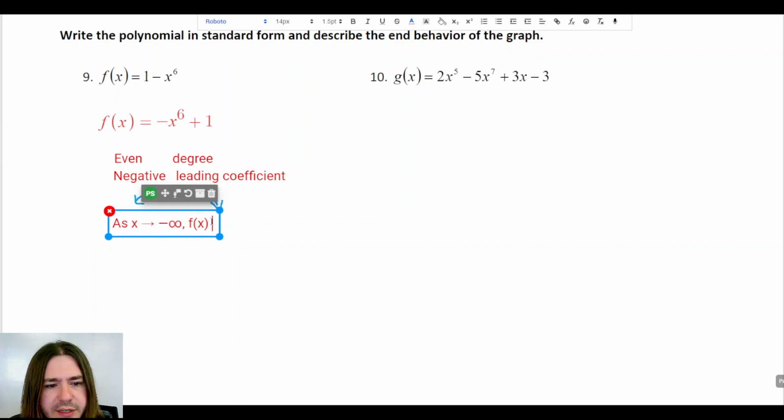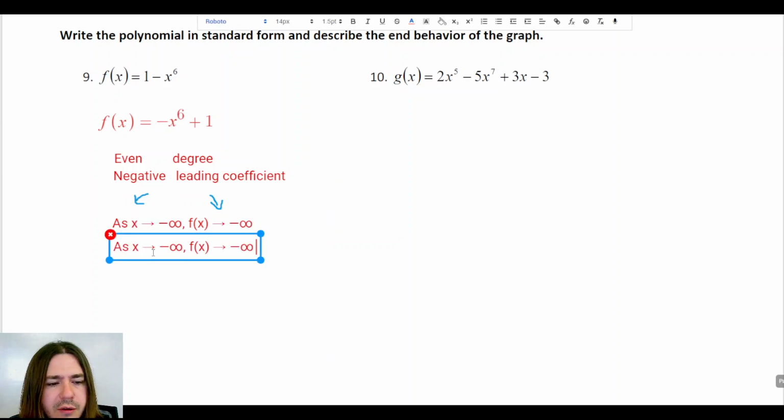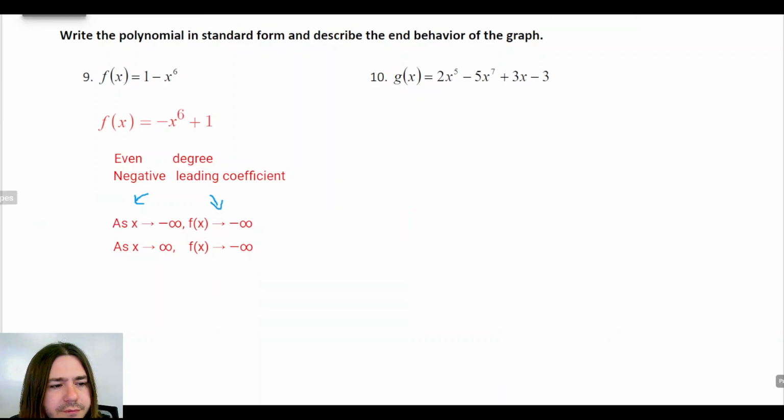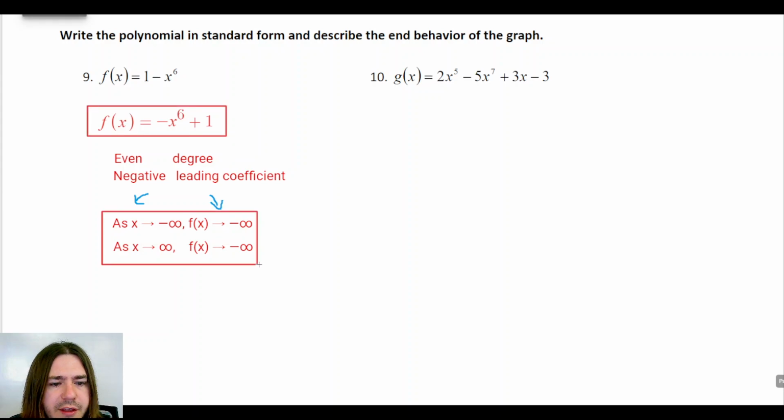Okay, because it's going down to the left. Now to the right, it's also going down. So as x approaches positive infinity, f of x is approaching negative infinity. So this is saying to the left it's going down, to the right it's going down. So here's the polynomial in standard form, and here is the description of the end behavior.